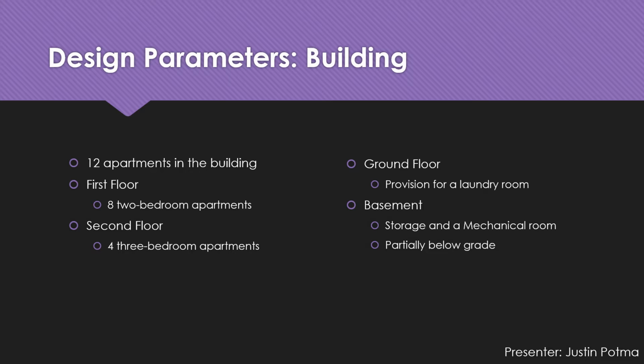The given design parameters of the building are as follows. The building is a 12 apartment complex with 2 above grade floors and a basement. The first floor has 8 2-bedroom apartments with floor areas from 800 to 1,000 square feet. The second floor has 4 3-bedroom apartments with floor areas from 1,000 to 1,200 square feet. The ground floor consists mainly of a laundry room and other communal spaces like building entrances. Finally, the basement is partially below grade and serves as a storage area and mechanical room.